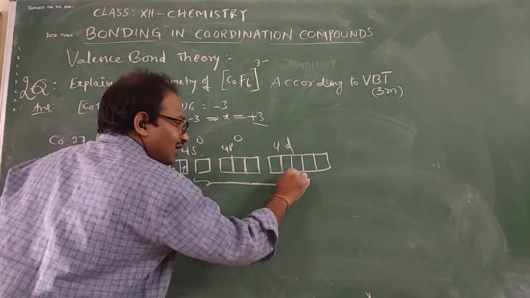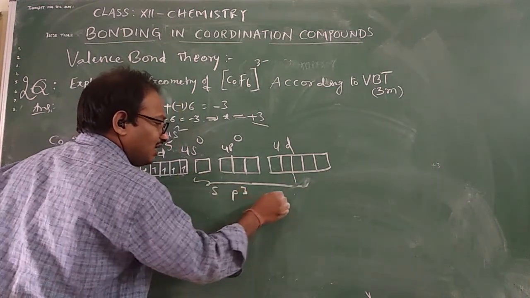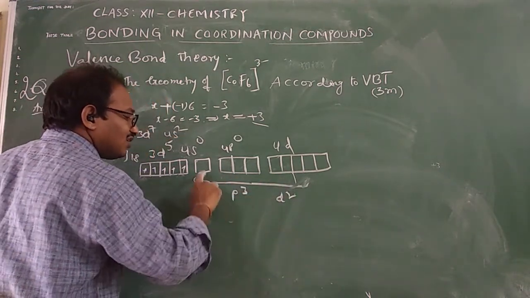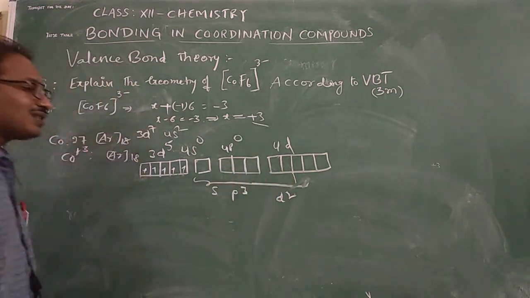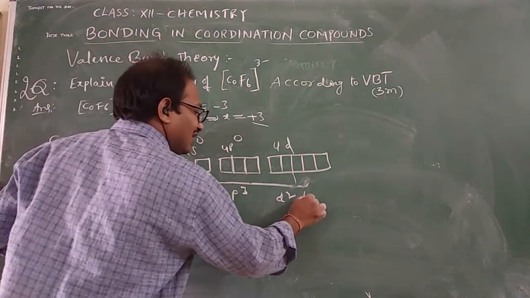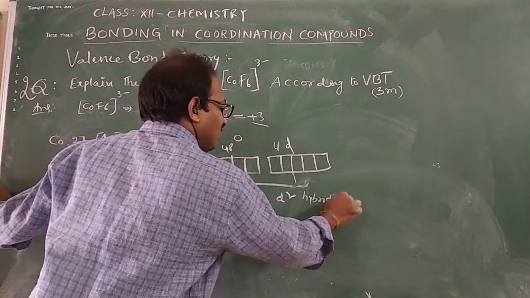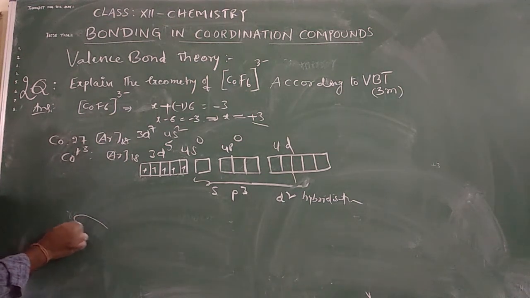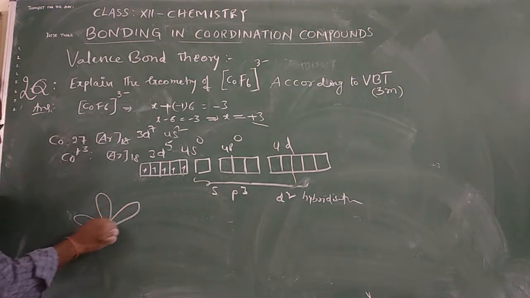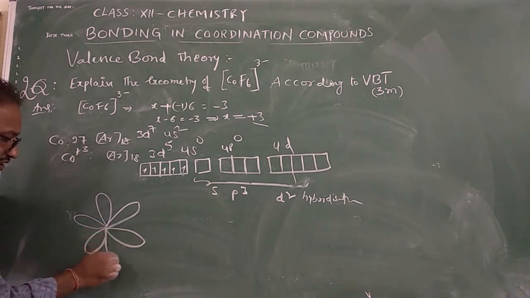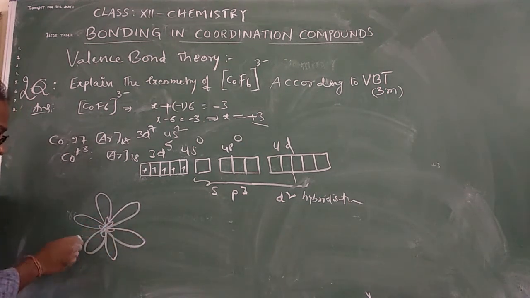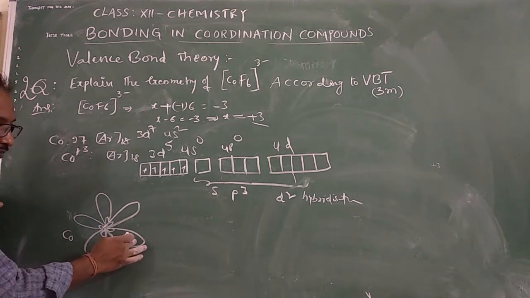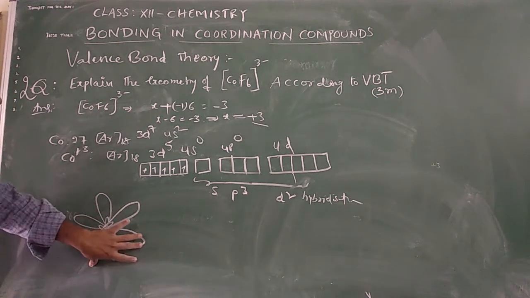So what happens here? Yes, 3d2, 4s, 3p and 4p. These 1, 2, 3, 4, 5, 6, these 6 hybrid orbitals are involved in hybridization. So they will get sp3d2 hybridization. Whenever sp3d2 hybridization occurs, ultimately we get 6 hybrid orbitals of cobalt. They do not have any lone pair of electrons. Now the hybridization concept is over.